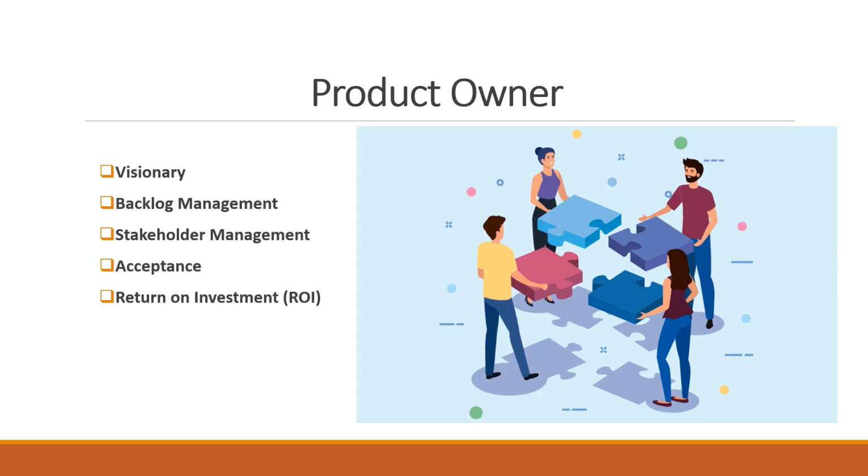The Product Owner is a visionary. They define the product's vision and strategy. Backlog management. They prioritize and maintain the product backlog, ensuring that the items are well defined, prioritized, and ready for development. Stakeholder management. They act as a liaison between the team and the stakeholders, ensuring that everyone is aligned on goals and expectations. Acceptance. Reviews and accepts or rejects the completed work.